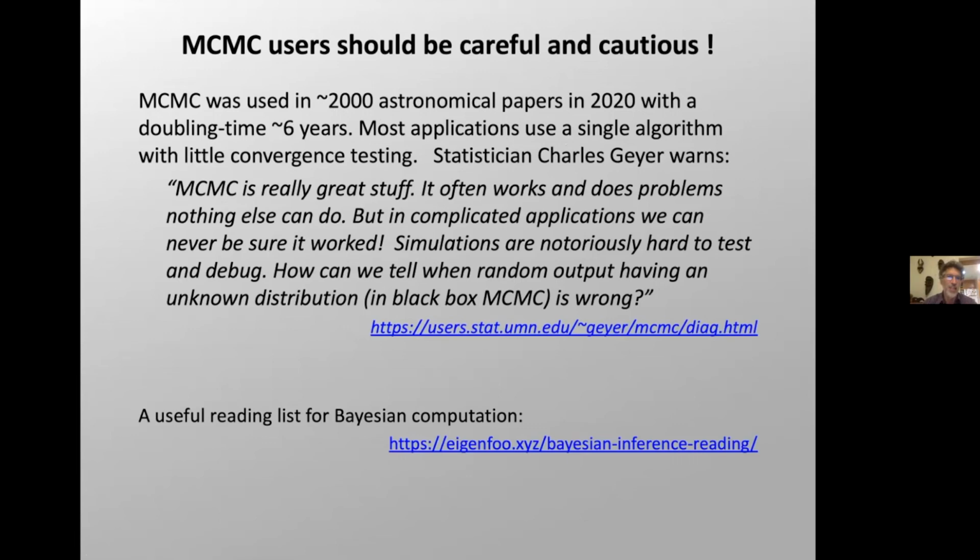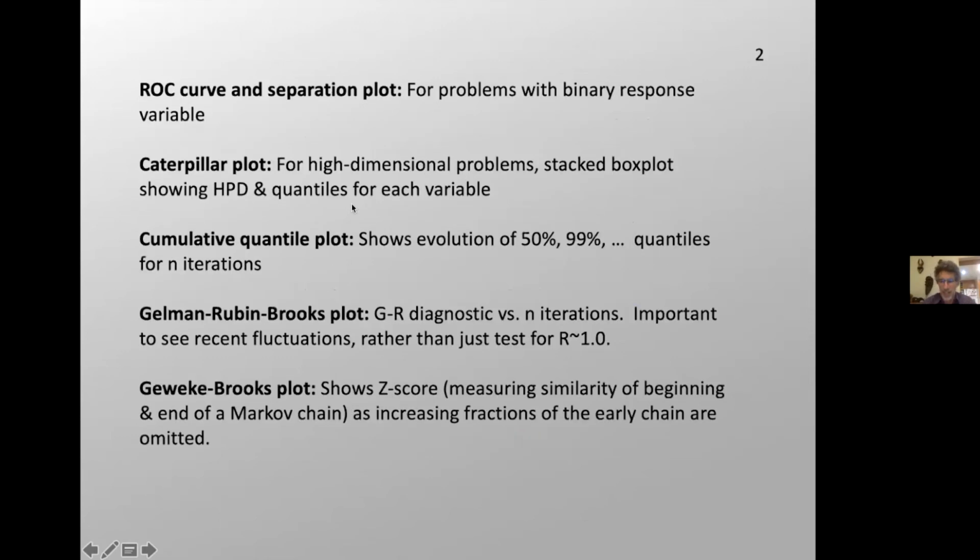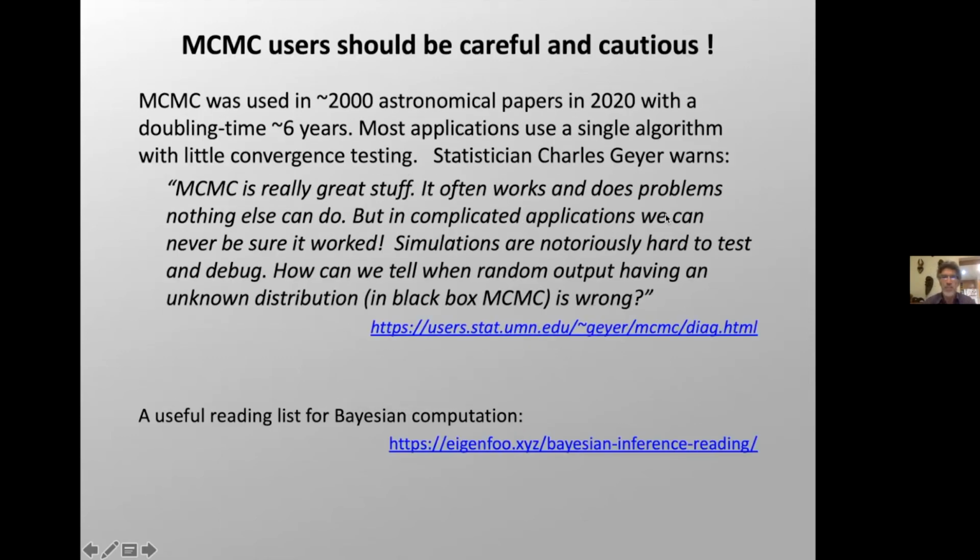So here's what one of the founding statisticians warns. It's just him talking. He says, MCMC is really great stuff. It often works and does problems nothing else can do. But in complicated applications, we can never be sure it worked. Simulations are notoriously hard to test and debug. How can we tell when the random output having an unknown distribution in a black box MCMC is wrong?